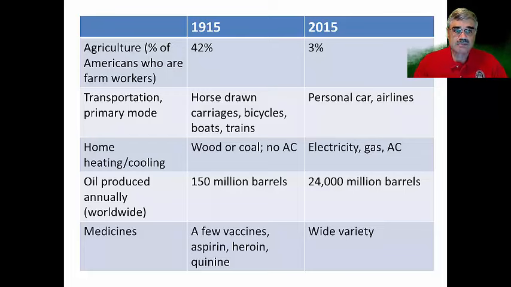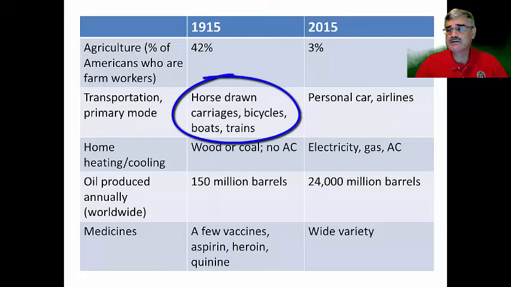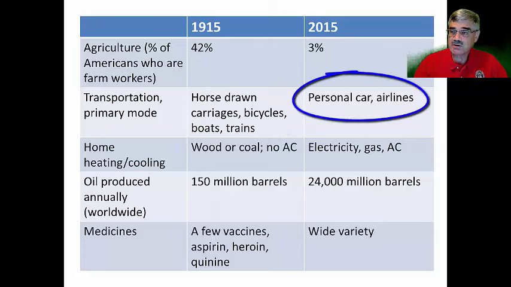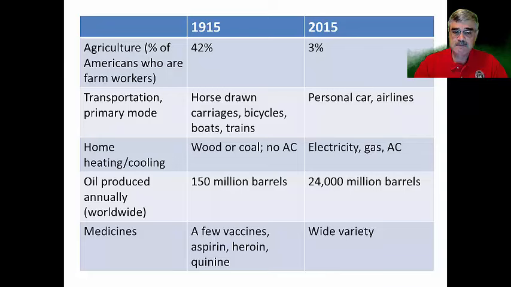Continuing, agriculture. In 1915, nearly half, 42% of people lived on a farm. Can you imagine? 42% lived on the farm. Now only 3% of the people in the United States live on the farm, and they produce all the food for the rest of us. Transportation. 100 years ago, the primary mode of transportation was horse-drawn carriage. Bicycles, boats, trains. Of course, now it's our personal car and airlines.